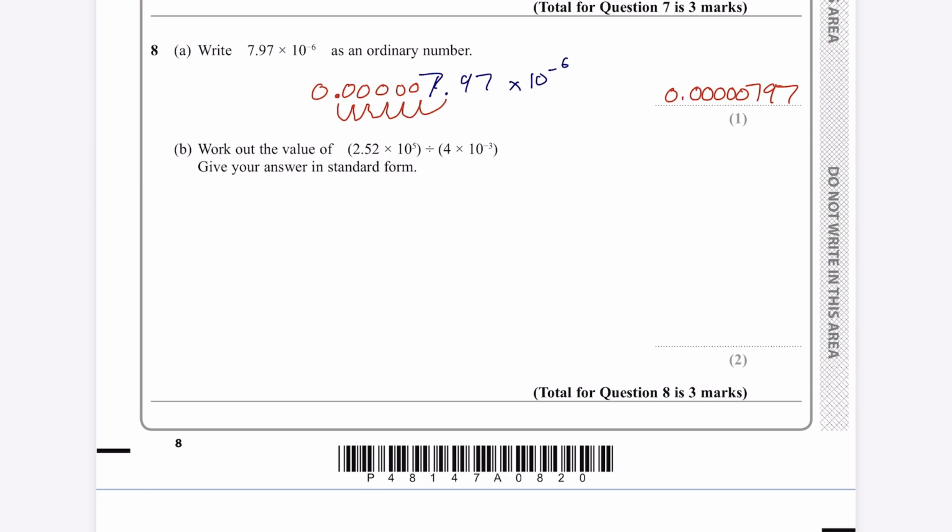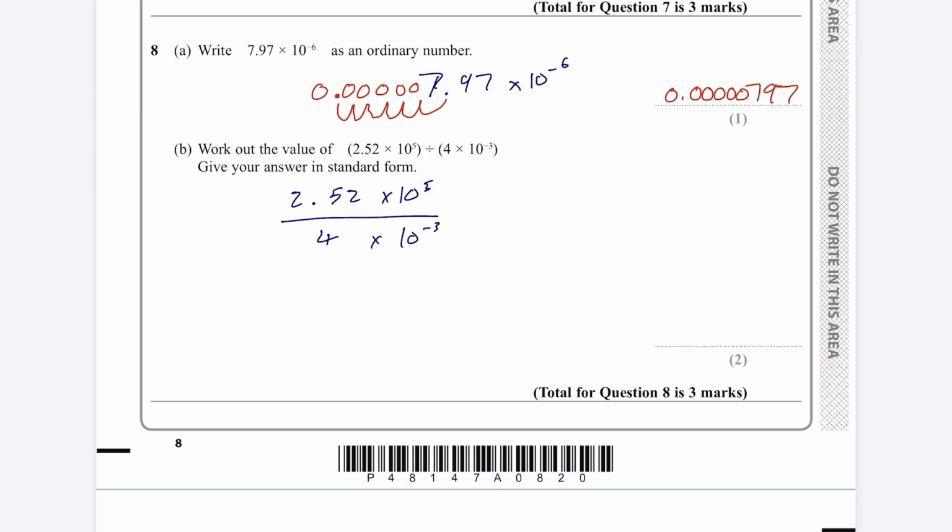0.00000797. Now, work out the value of 2.52 times 10 to the power of 5 divided by 4 times 10 to the minus 3. Okay, right, let's write this out as a fraction. So that's 2.52 times 10 to the power of 5, and we're dividing that by 4 times 10 to the minus 3.